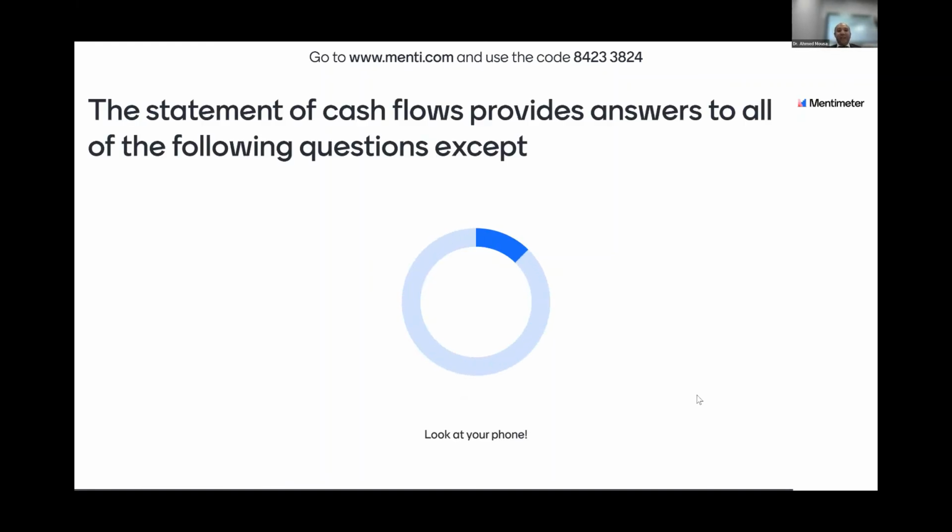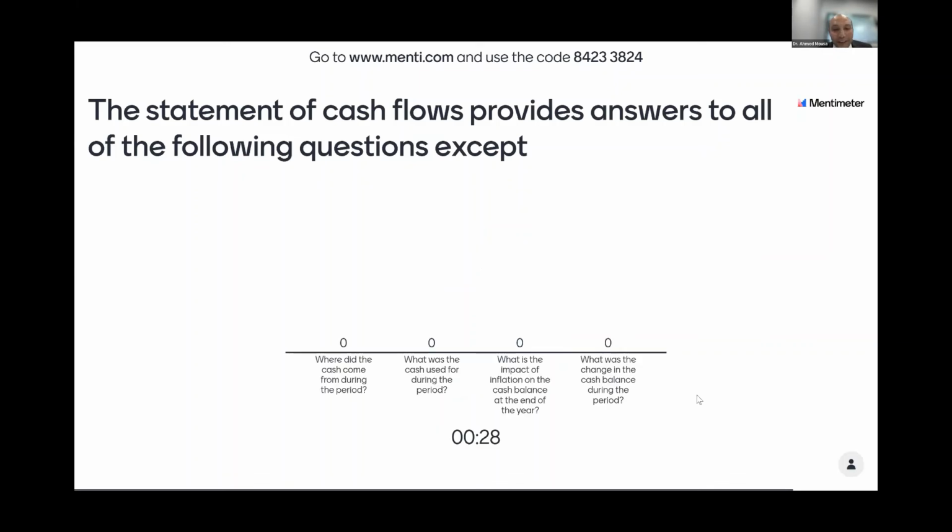Okay, the statement of cash flows provides answers to all of the following except what? This is a tricky one. Difficult approach.